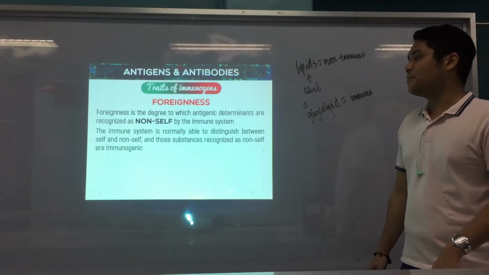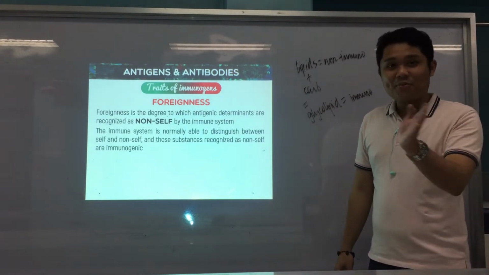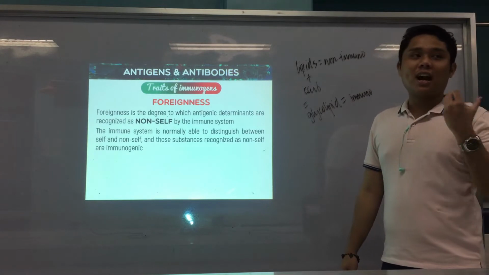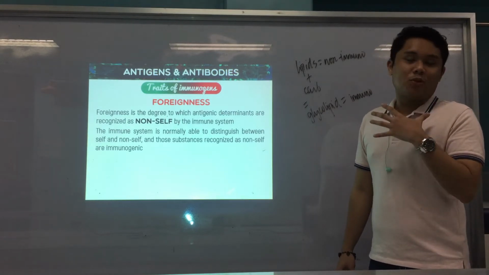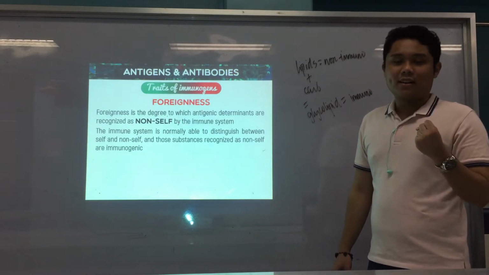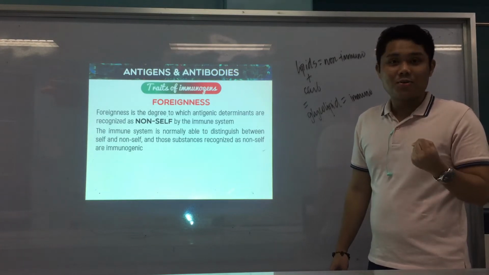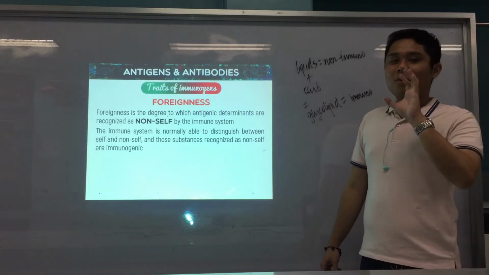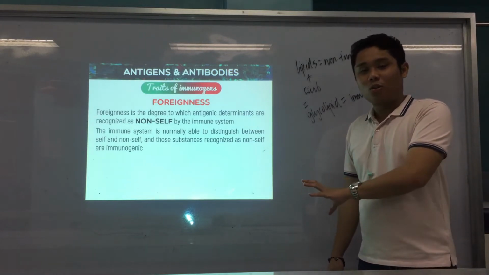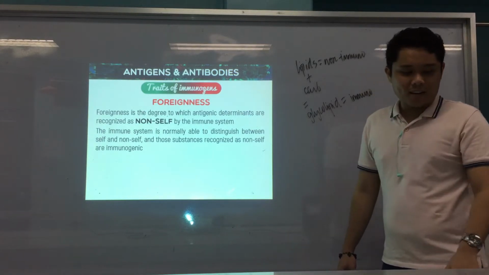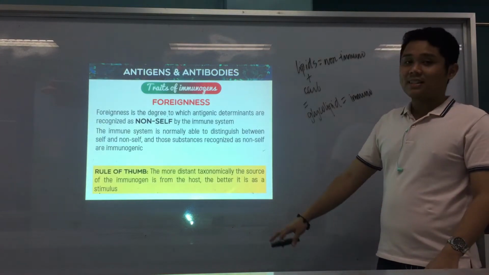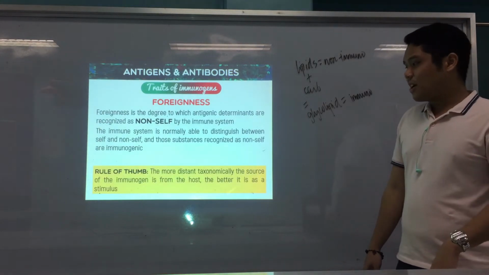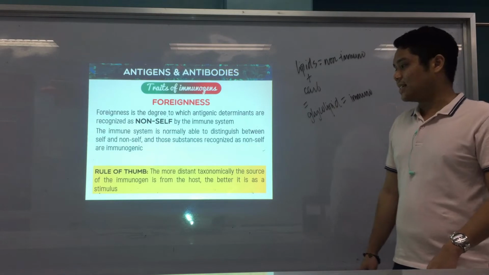Alright, an immune system can normally distinguish between self and non-self. It knows what is for you and what is not for you. It knows which are your antigens and which antigens are not yours. So the rule of thumb: the more distant taxonomically the source of the immunogen is from the host, the better it is as a stimulus.